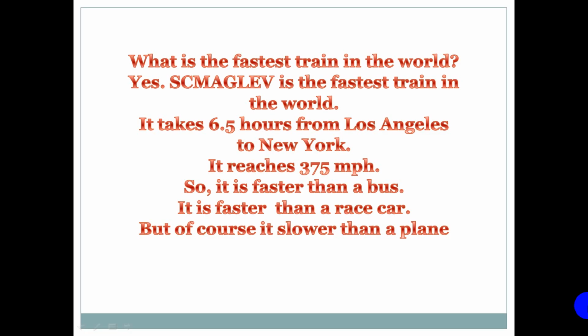Well, from the short video, we know that the maglev train is the fastest train in the world. It takes only 6.5 hours from Los Angeles to New York. It reaches 375 miles per hour. So it is very, very fast. So it is faster than a bus, faster than a race car, faster than other land transport. But of course, it's slower than a plane.